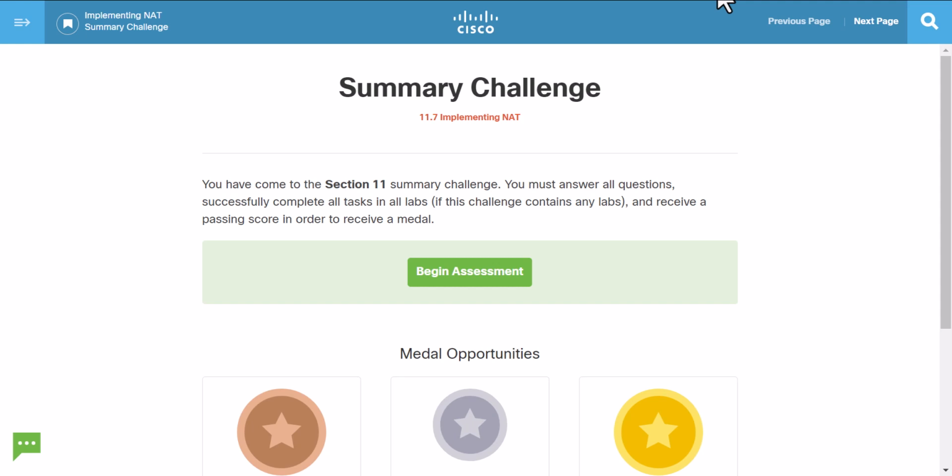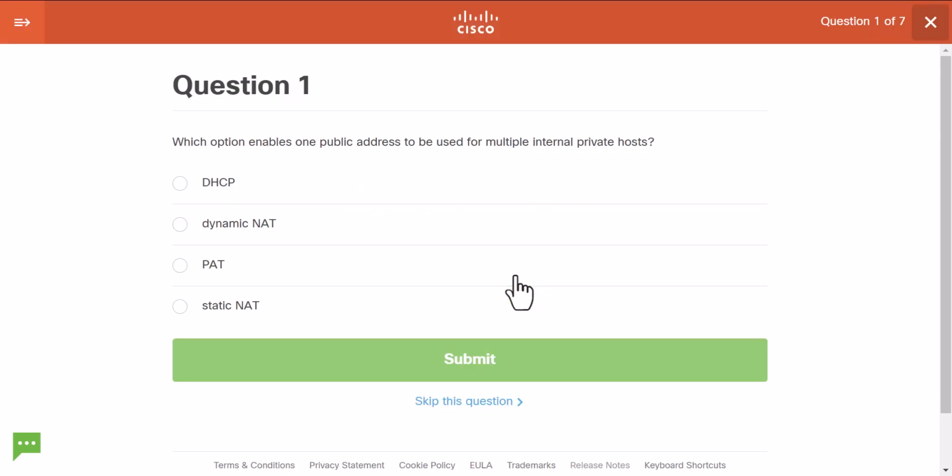ENCOR Section 11 Summary Challenge: Implementing NAT. Which option enables one public address to be used for multiple internal private hosts? This is PAT, Port Address Translation, also known as NAT overload.